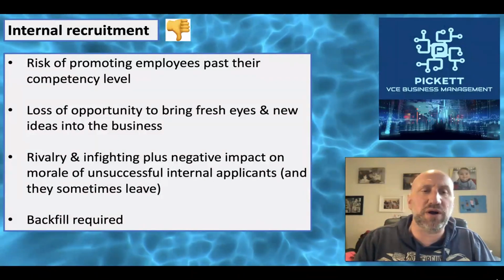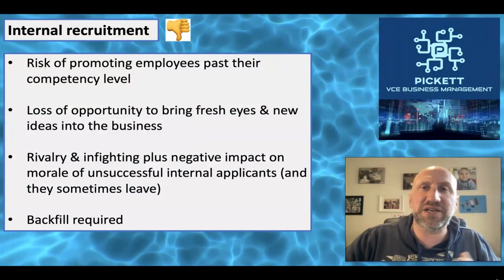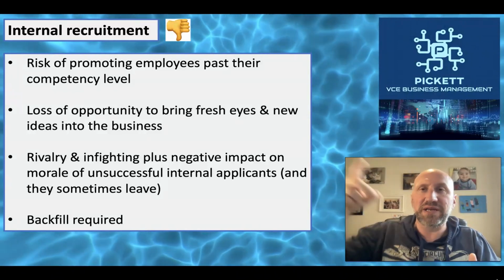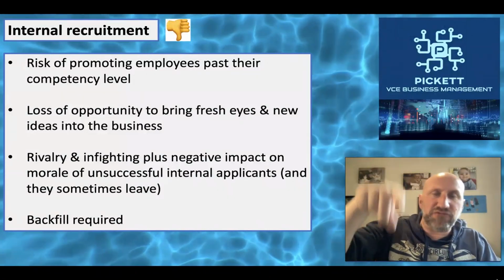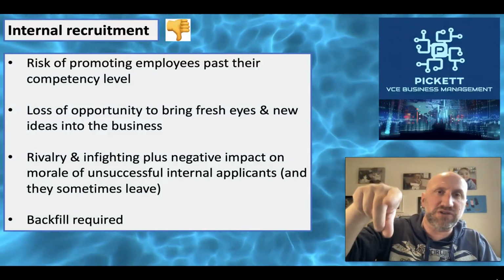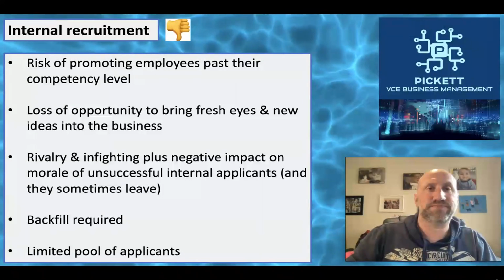If not, make sure you ask. But that is definitely an issue when you're just recruiting internally. It's like a never-ending chain. You just keep having to refill the position that that person just got the job for.